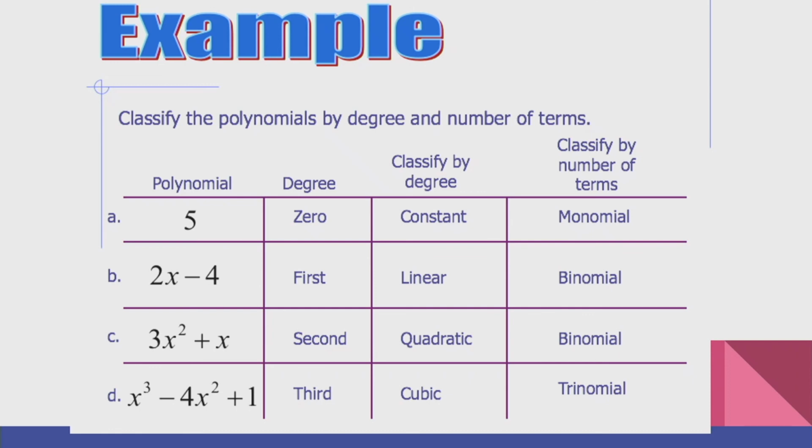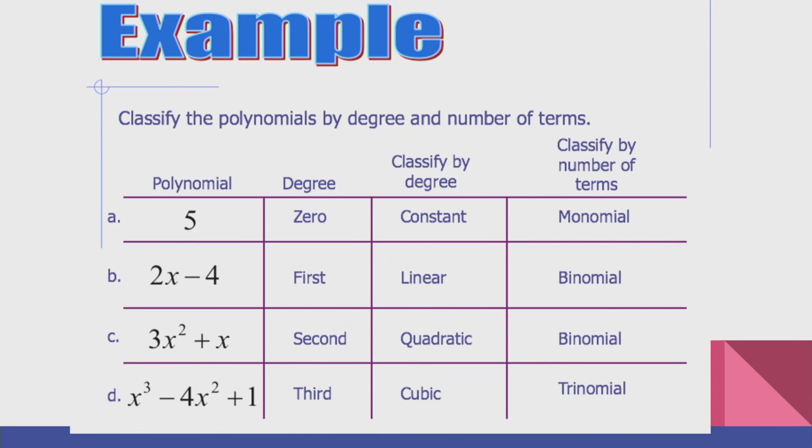The fourth part, x cubed minus 4x squared plus 1. The highest exponent is 3. It is a cubic term. And we have 3 terms that are separated by a minus and a plus sign. That means it's a trinomial. You can see that each one of them is listed under polynomial, because monomial, binomial, and trinomial make a polynomial. So this was our first learning target, that I can understand polynomials.